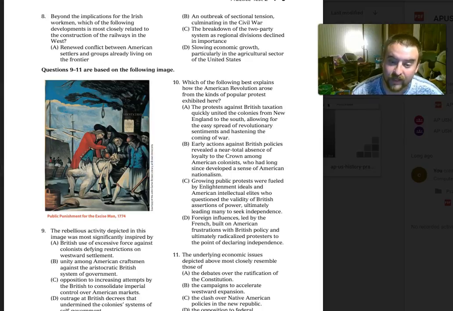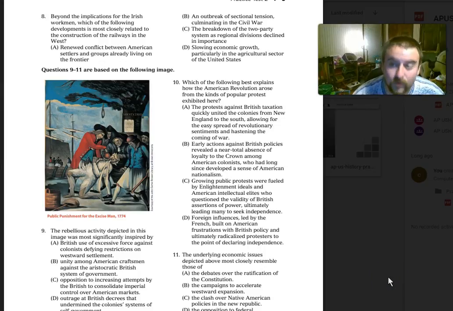The one that got the most answers was A, followed by B. But again, I think this was a lot of confusion because you couldn't see that it was a teapot. The thing here is they're trying to get us to buy tea we don't want. In the background, you can actually see the Boston Tea Party going on as well. Buying tea that we don't want or don't want to pay the tax on. So it's kind of forcing us to do this. So C is opposition to increasing attempts by the British government to consolidate imperial control over American markets. Markets being places where we buy and sell goods.